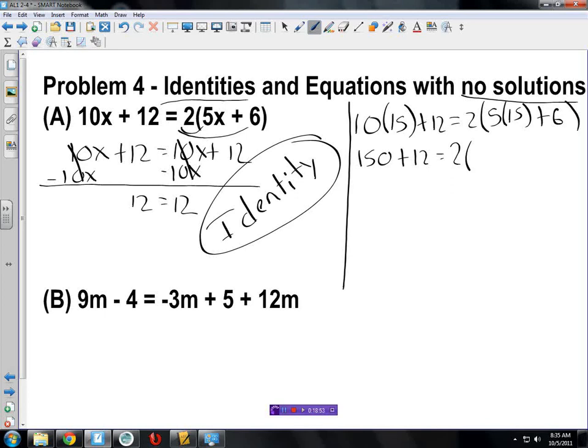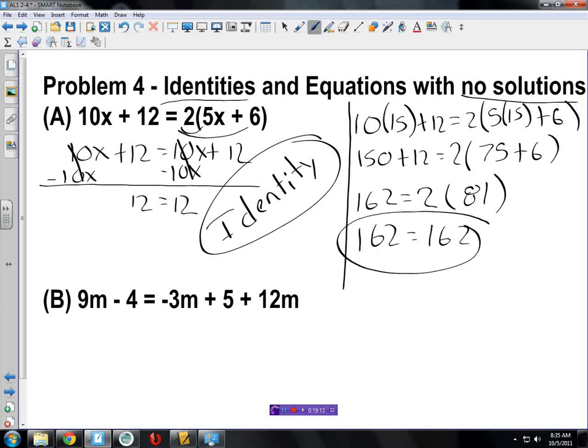75, I think. Plus 6. 150 plus 12 is 162. That's 2 times 75 plus 6 is 81. 162 is equal to 2 times 81 is 162. Are those equal? Yes. They are. Right? Does not matter what you plug in for x. We could do this all day. We'll always get two numbers that are equal. They might not be 162. That might be, 212 is equal to 212. 5,002 is equal to 5,002, but the two numbers will always be equal no matter what x you plug in.